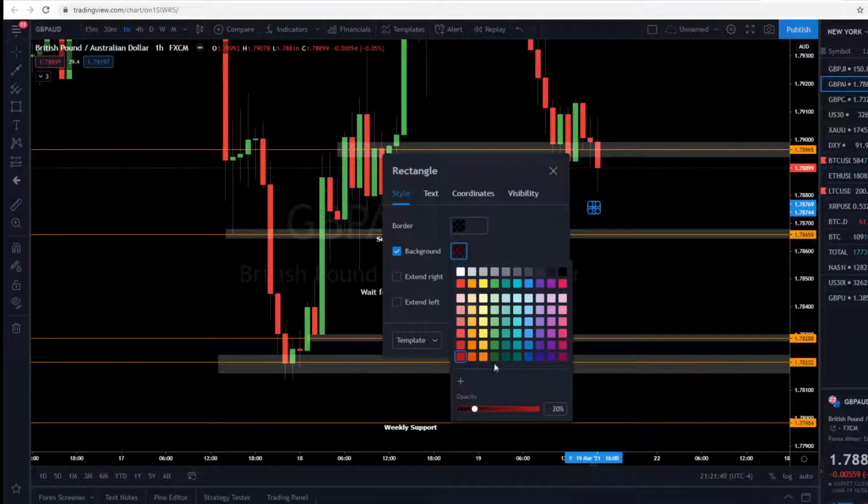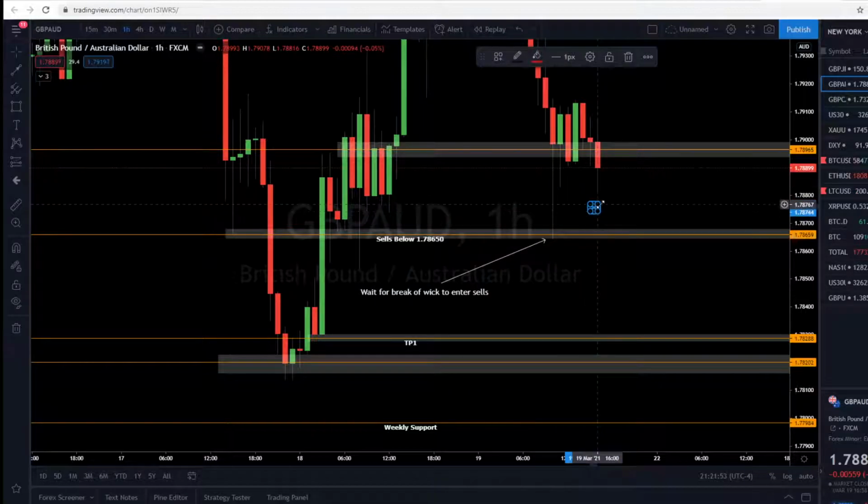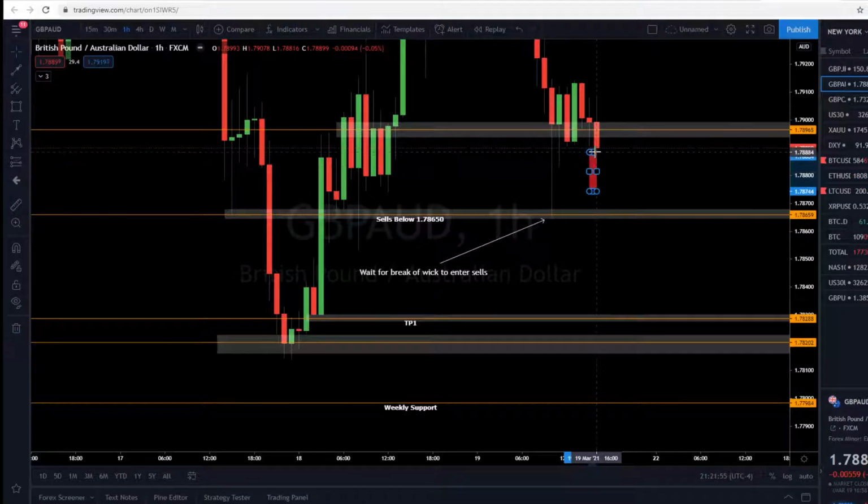Let's make this red, 100%. All right. So what we're going to want to see here is a bearish candle come down to this level, right? And then close below this range. So just about right here. So as long as we close below this range, right?